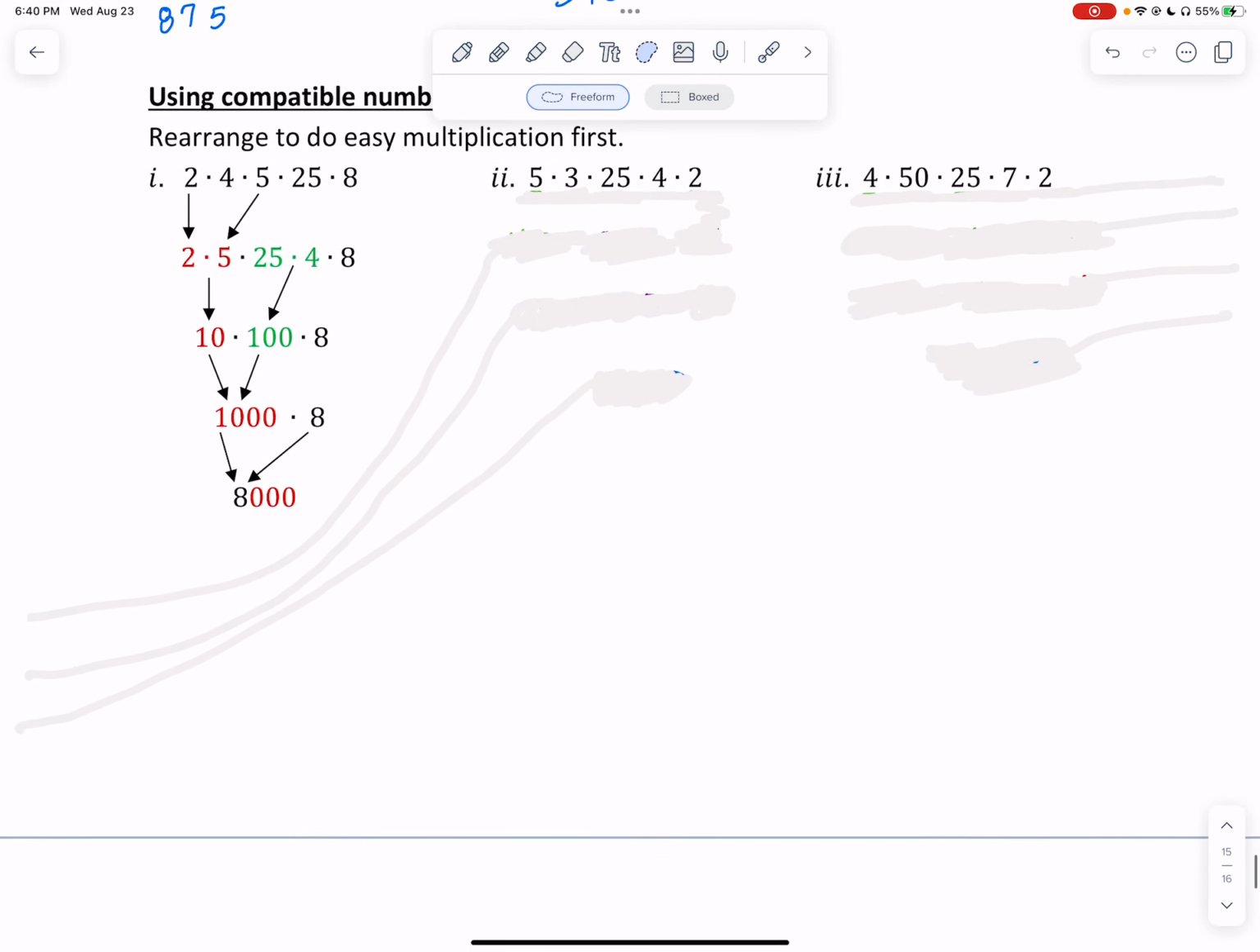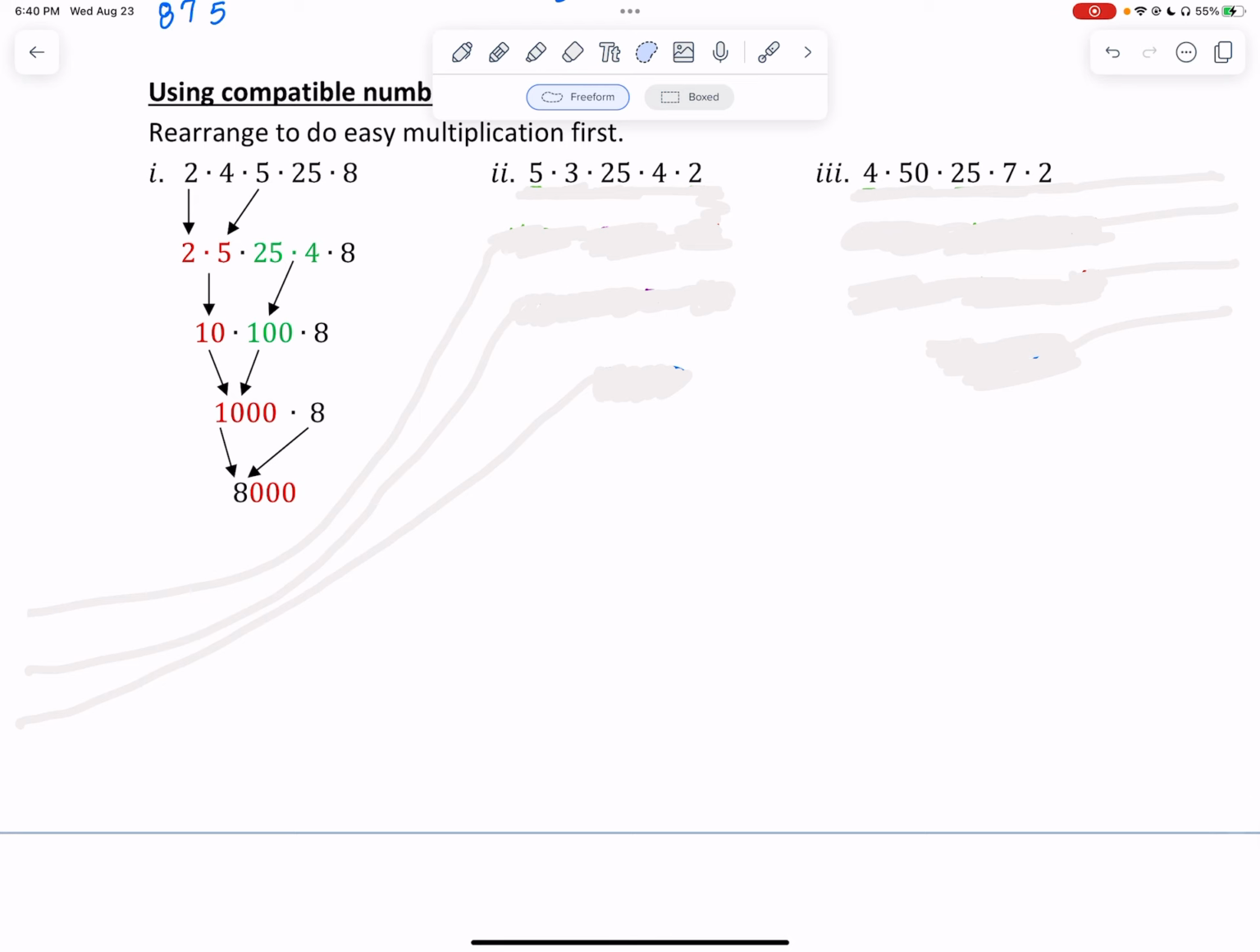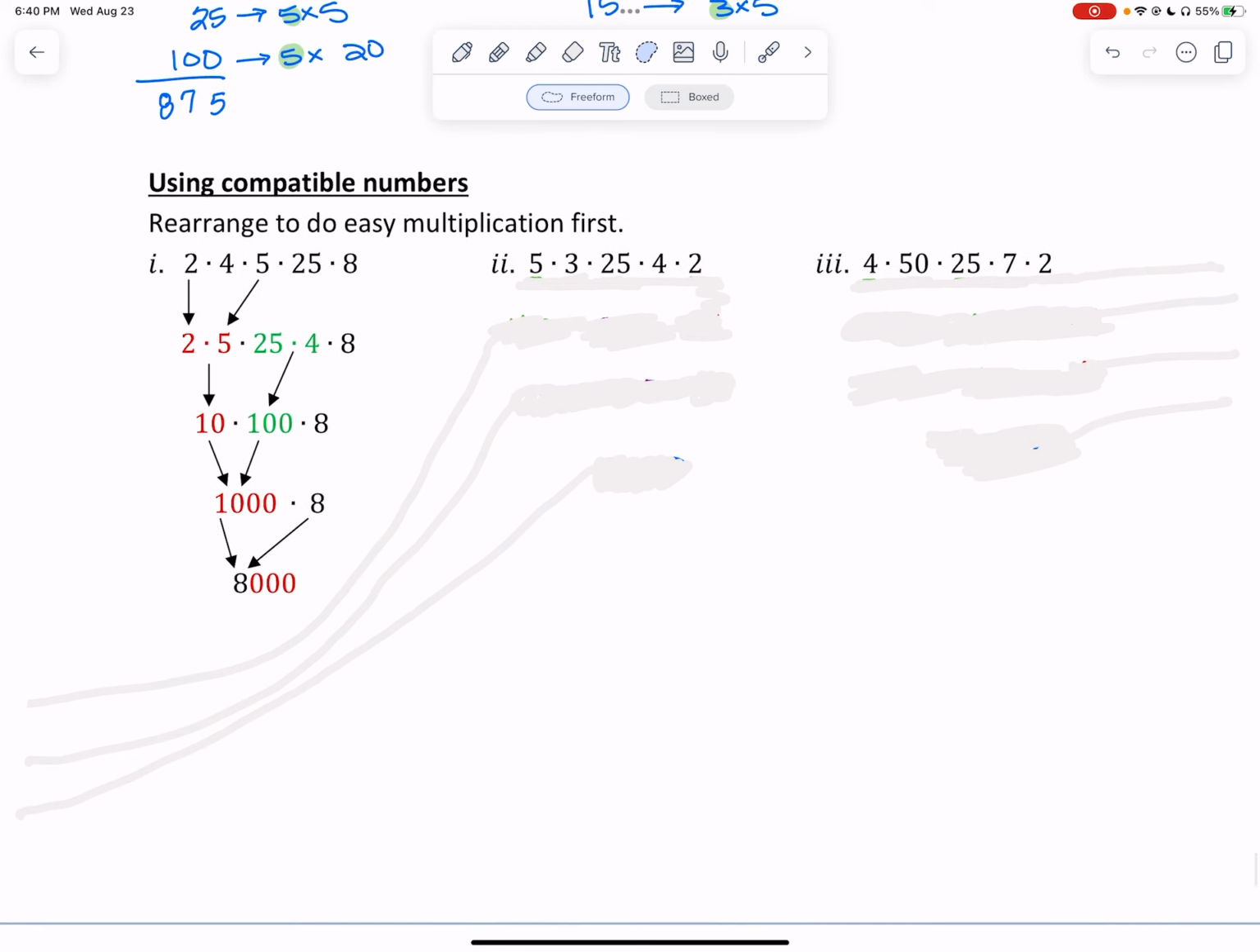Let's talk about compatible numbers. So this is a way that you can just rearrange, because multiplication, we said that it is commutative. So you can move these numbers around. So what I'm doing is I'm saying, you know what? I don't want to multiply 2 times 4. They say multiplication and division left to right, okay? But all of these are multiplication. So you can do them in any order.